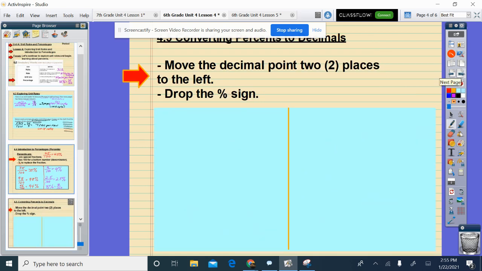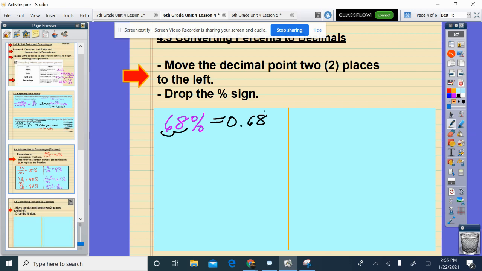Okay, now here we have converting percents to decimals. To do this, you move the decimal point 2 places to the left, and drop the percent sign. So for example, how about 68%? Well, that decimal point, even though we don't see it, is right there. We're going to move it 2 places to the left. So that would equal 68 hundredths.